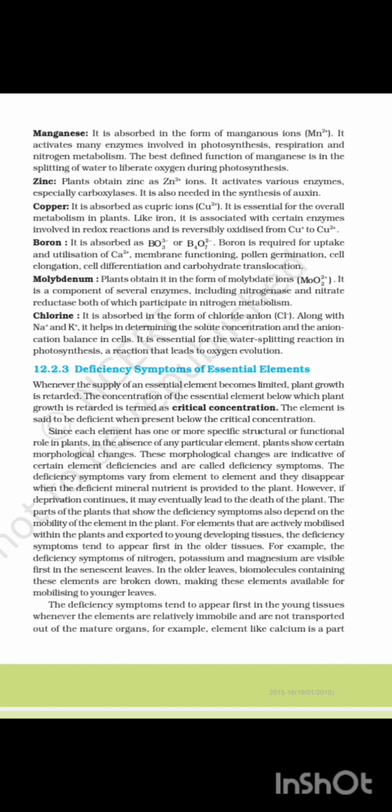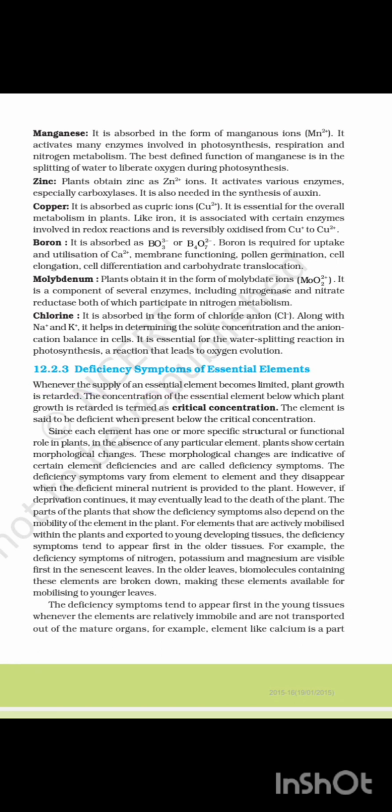Chlorine. It is absorbed in the form of chloride ion, an anion along with Na plus and K plus. It helps in determining the solute concentration and the anion-cation balance in cells. It is essential for the water splitting reaction in photosynthesis, a reaction that leads to oxygen evolution. 12.2.3 Deficiency symptoms of essential elements.